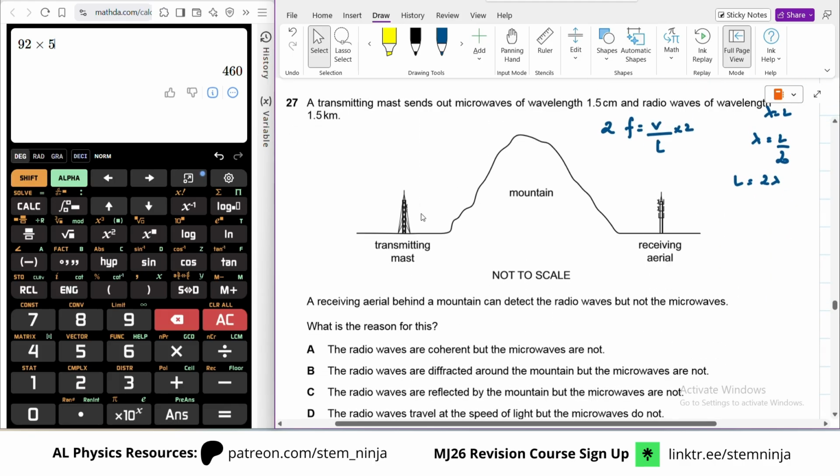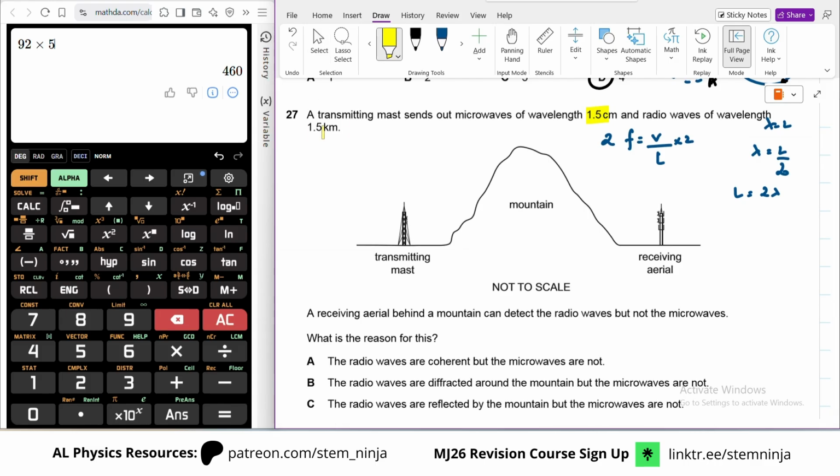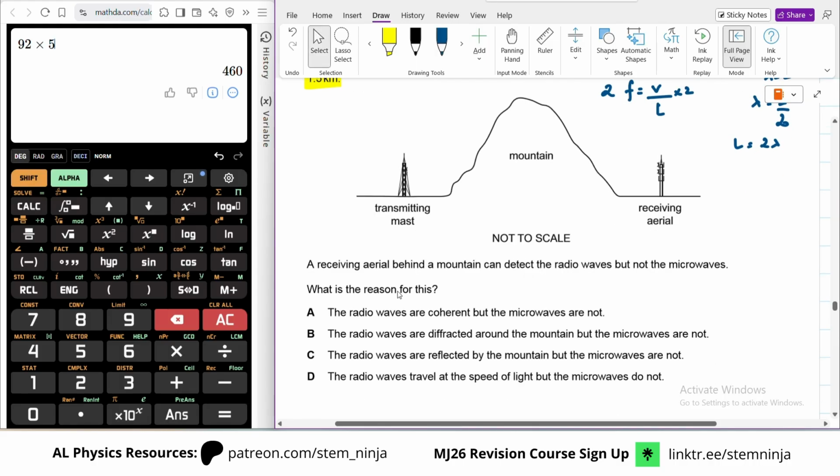A transmitting mast sends out microwaves of wavelength 1.5 centimeters and radio waves of wavelength 1.5 kilometers. A receiving aerial behind a mountain can detect the radio waves, but not the microwaves. It's because of the diffraction and the bending of the waves, because the wavelength of the radio waves is actually of the same order as the curvature, or bending, of that mountain. It has nothing to do with coherence. Radio waves are diffracted around the mountain, but microwaves are not. This is the correct answer.